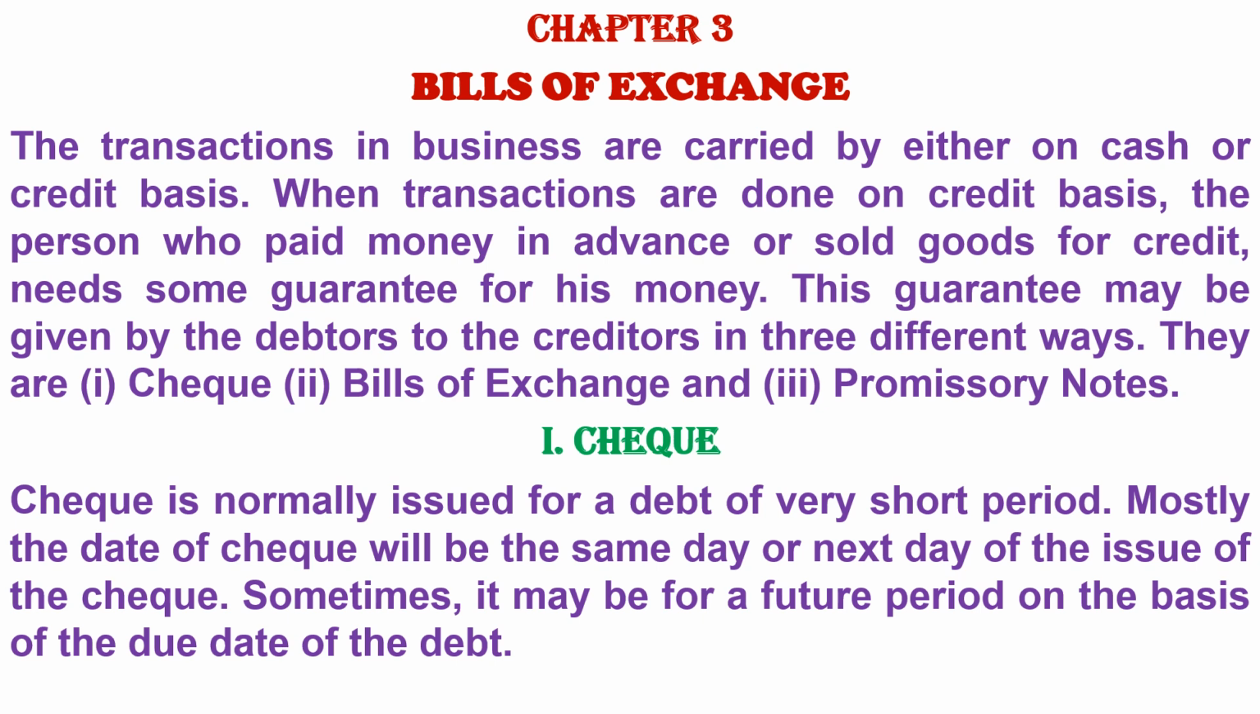They are 1. Check, 2. Bills of exchange, and 3. Promissory notes. 1. Check. Check is normally issued for a debt of very short period. Mostly the date of check will be the same day or next day of the issue of the check. Sometimes, it may be for a future period on the basis of the due date of the debt.